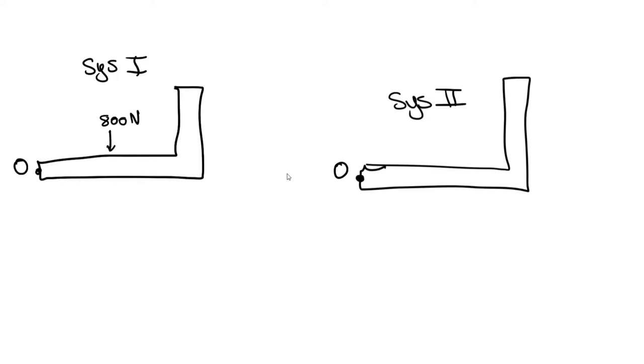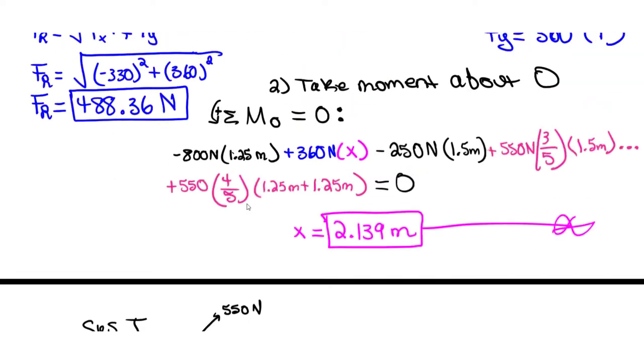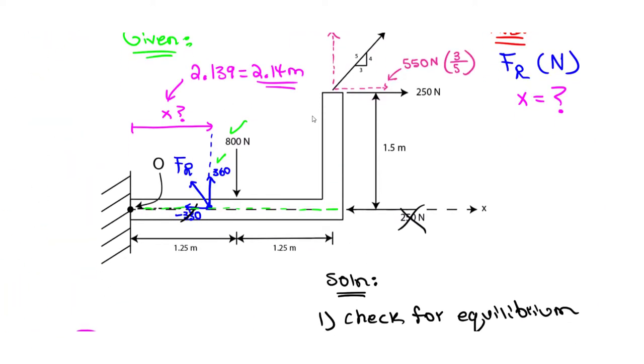You have the 550 at an angle with the small slope triangle that's given. You have the 250 that goes this way, and you have the 250 that goes this way. And again, both of these make a couple, right? A couple moment. So that's going to be the original system. Again, that's what we're given originally here.